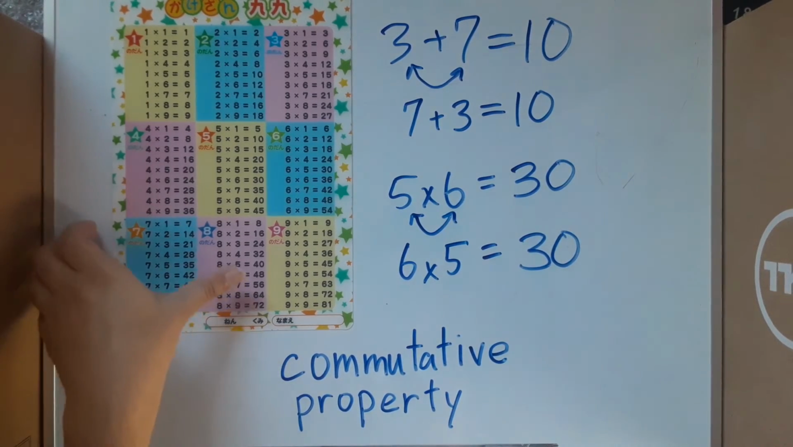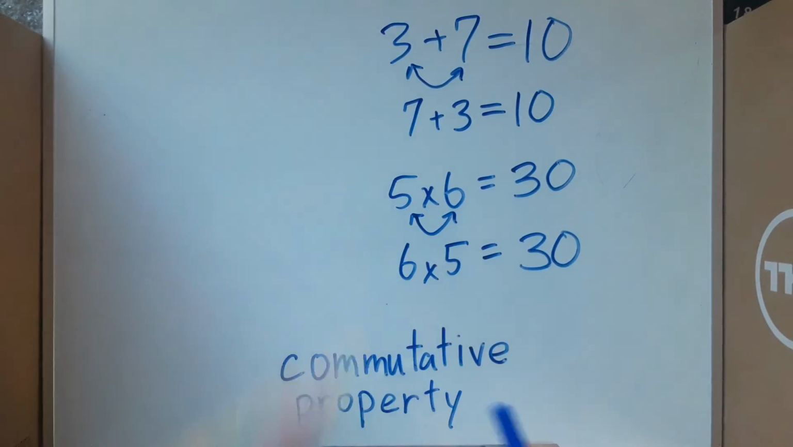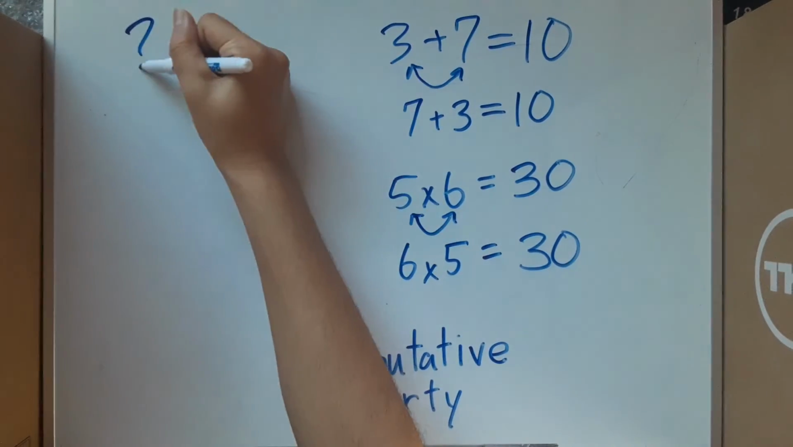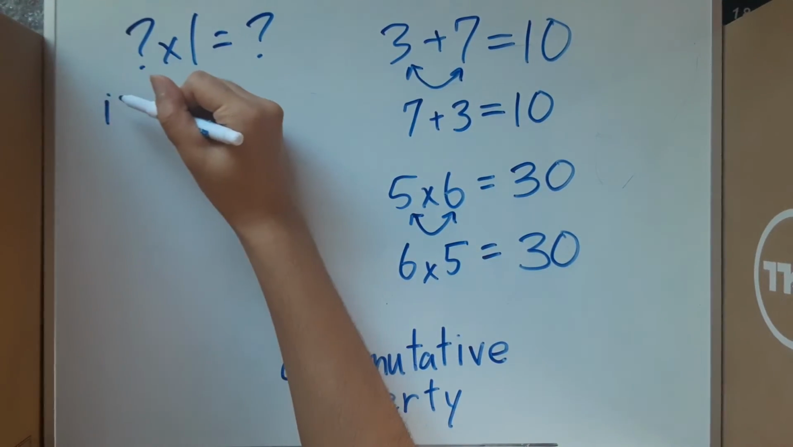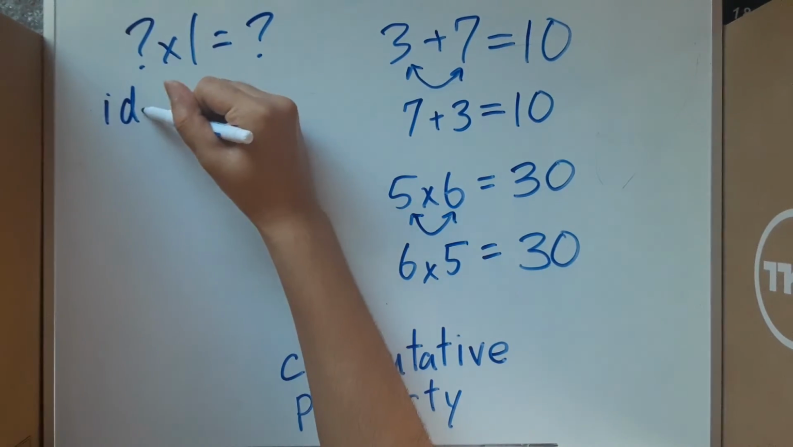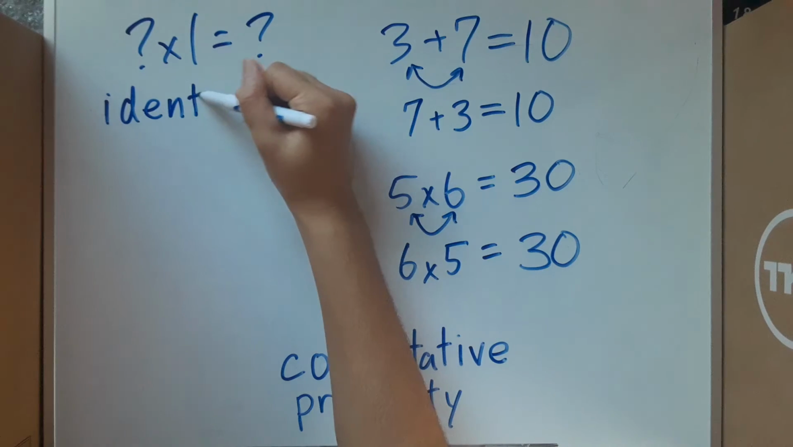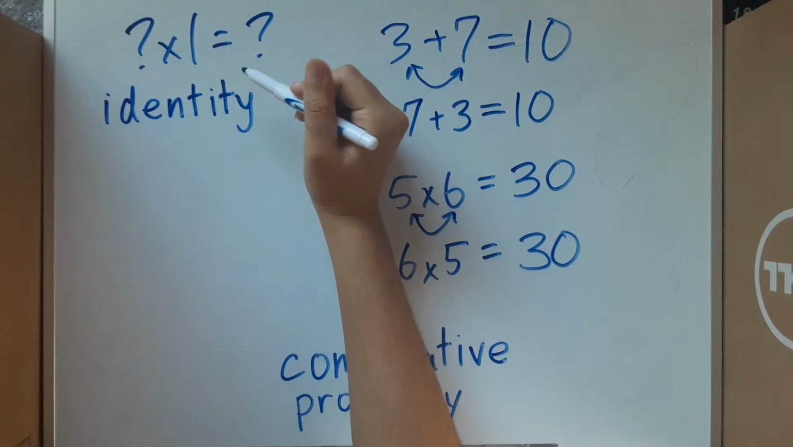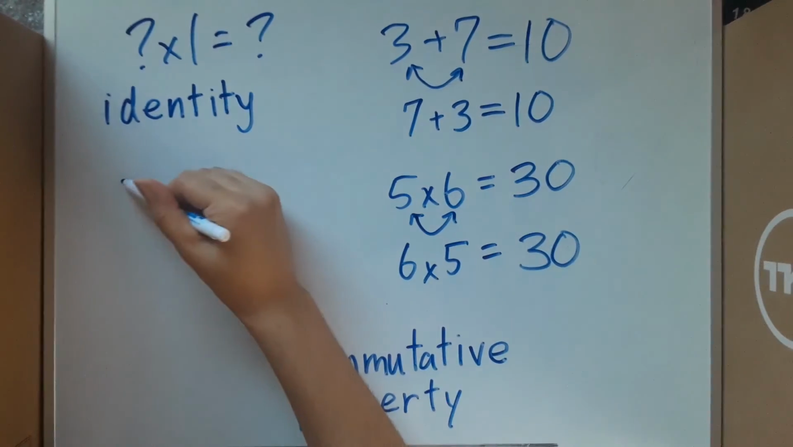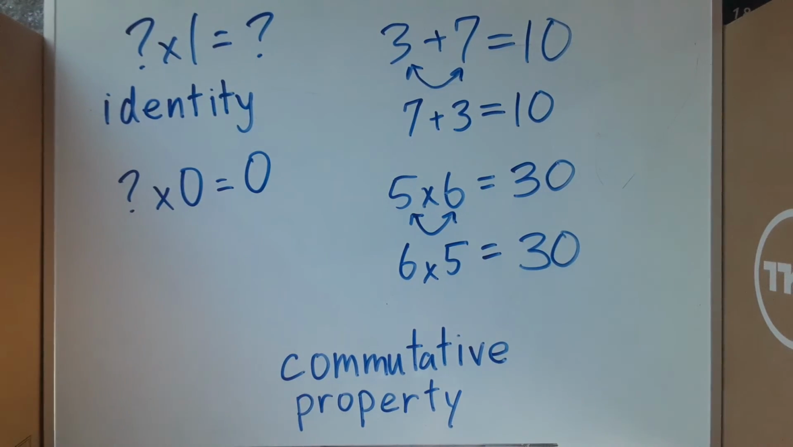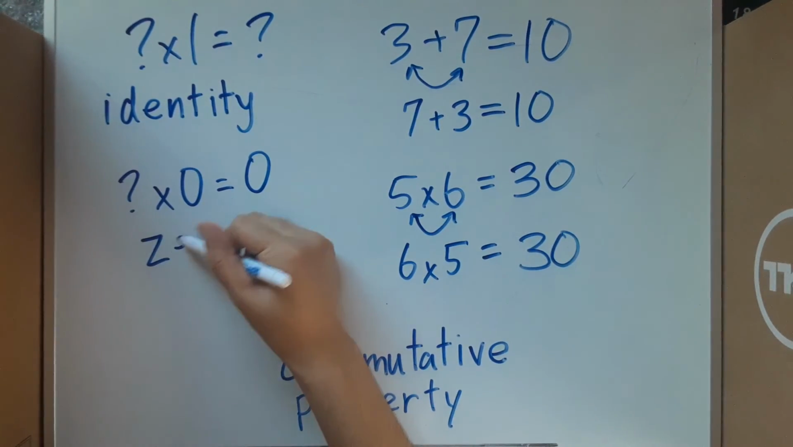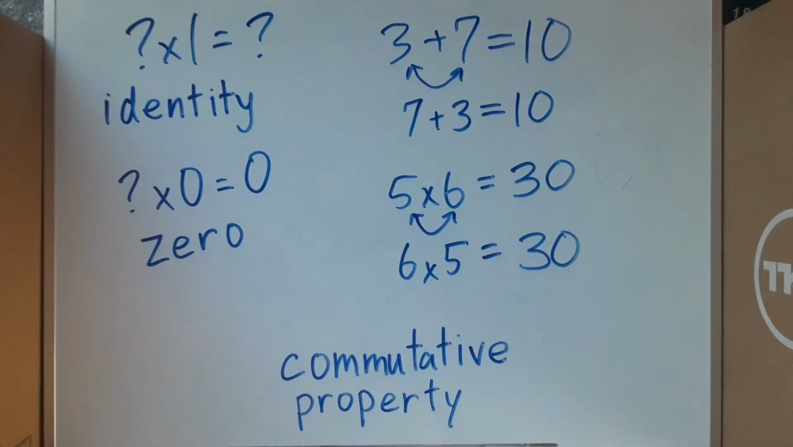This isn't the first property that we've learned. We've also learned that anything times 1 equals anything. This is called the identity property. I D E N T I T Y. And there's also anything times 0 equals 0. This is called the zero property. Z E R O. These properties are true no matter what numbers you have.